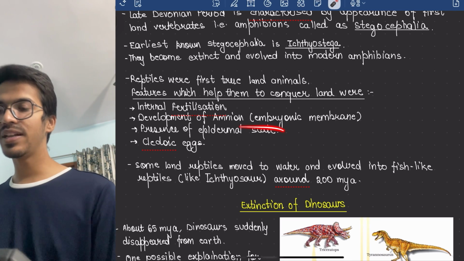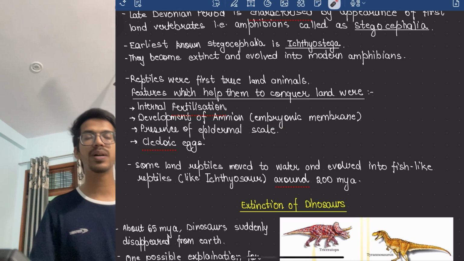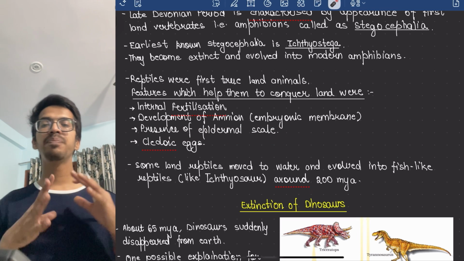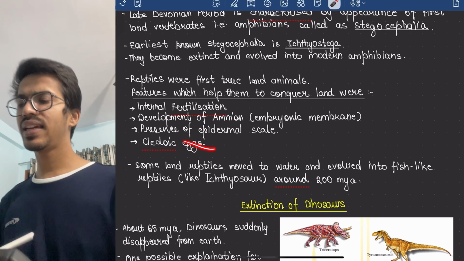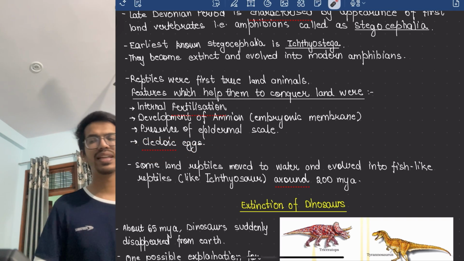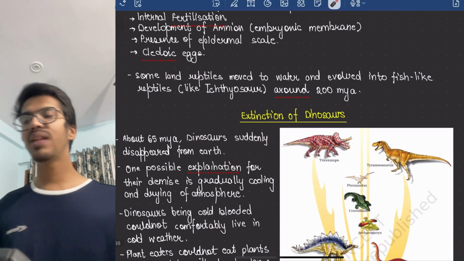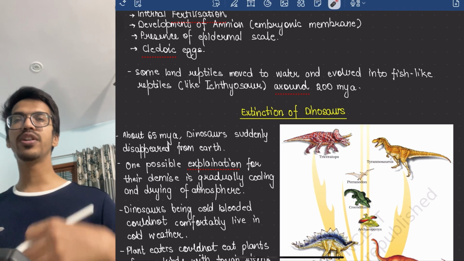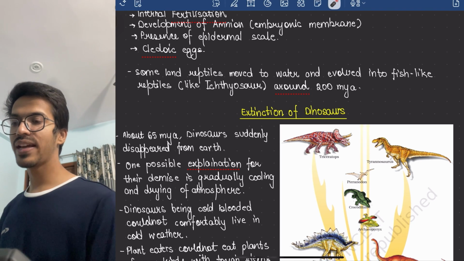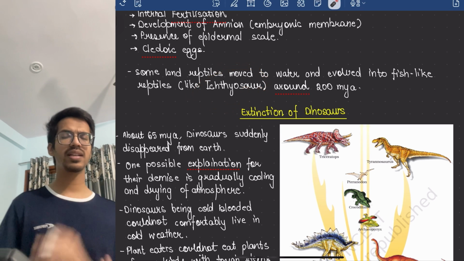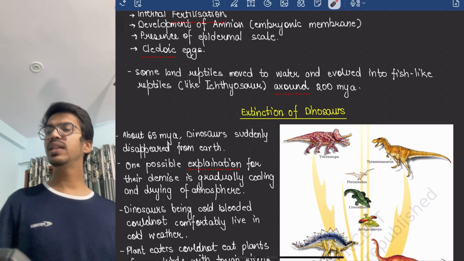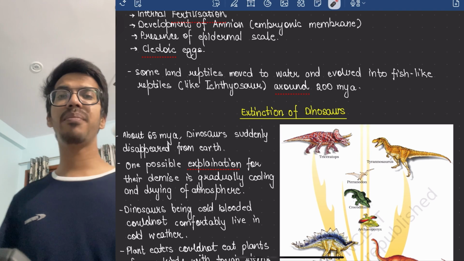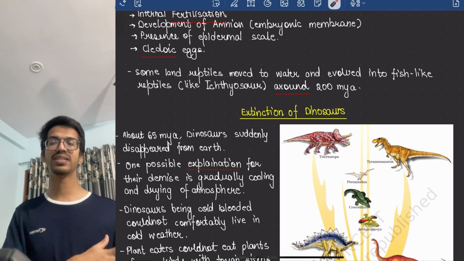Then there is the presence of epidermal scales, which also help us keep our body hydrated. We will learn about those things in the end. Some land reptiles actually went back to the water and evolved into fish-like reptiles like ichthyosaurs around 200 million years ago. And from them maybe possibly the other mammal diversifications like whales took place.